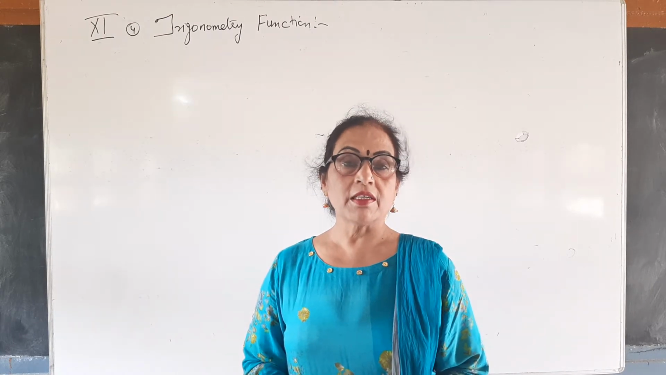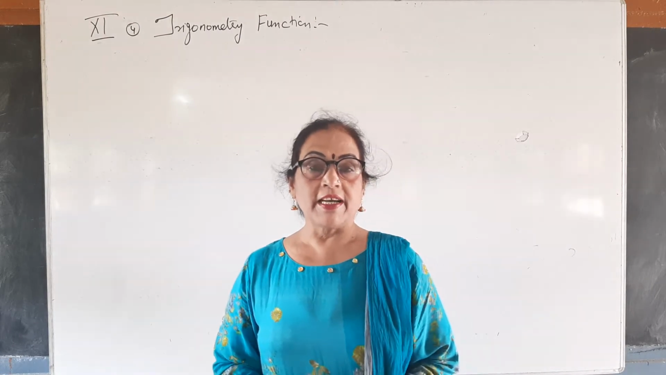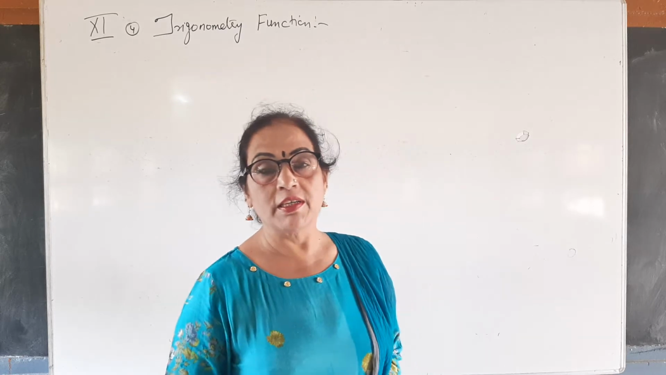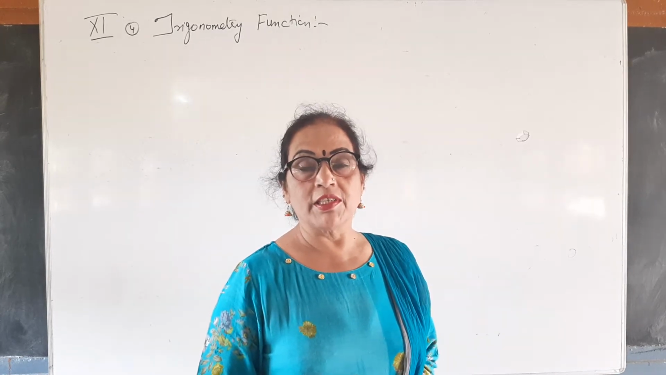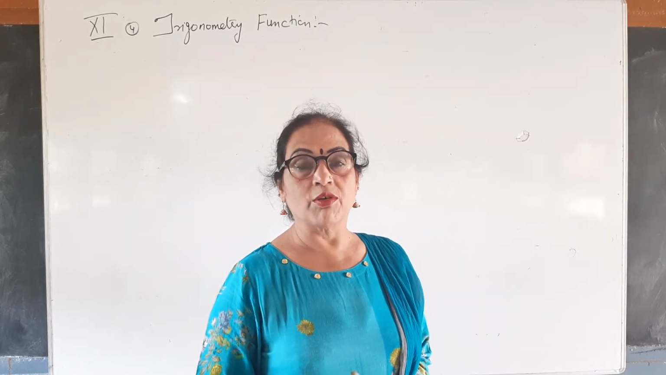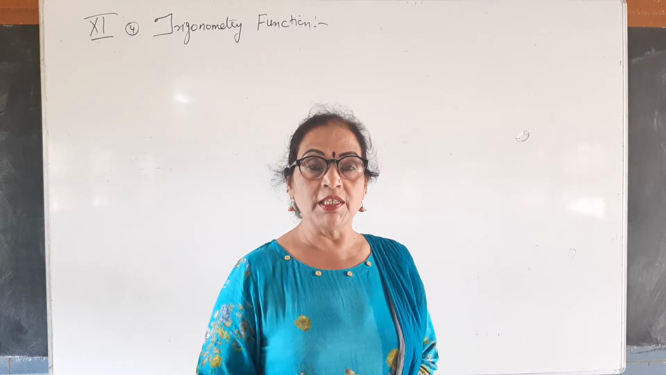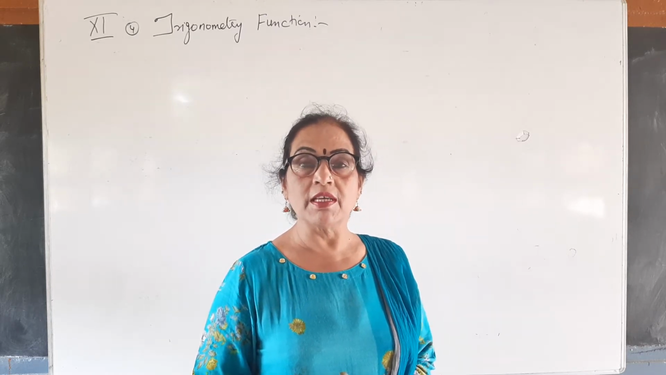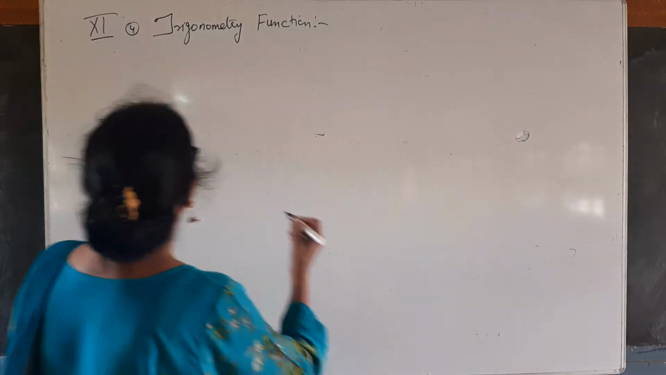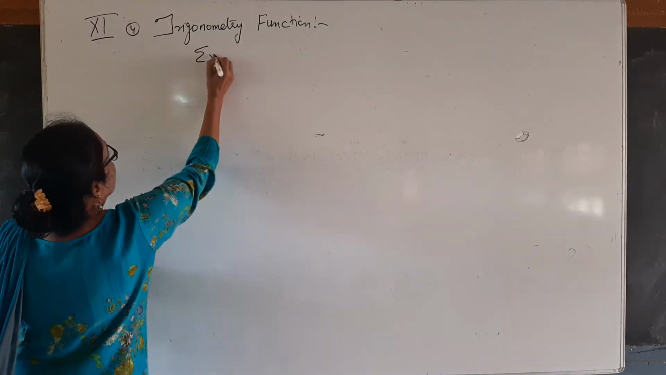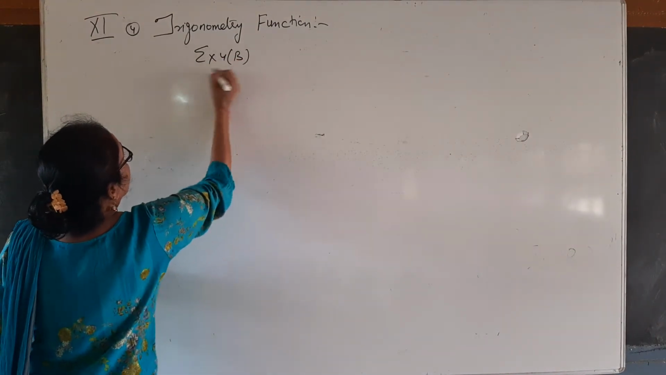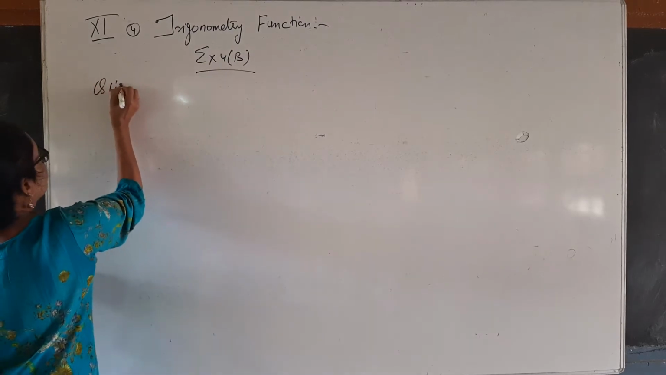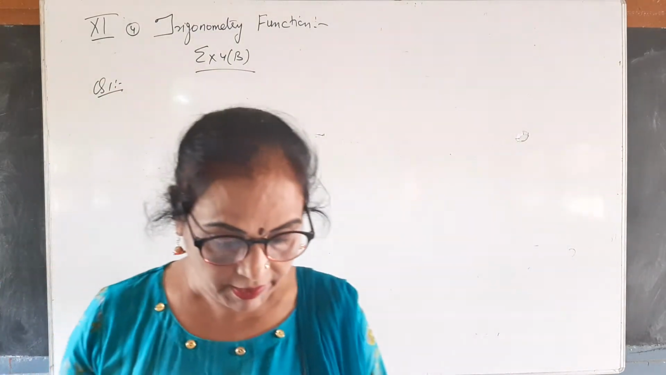Last year you have done trigonometric identities, that is sin square theta plus cos square theta equal to 1, sec square theta minus tan square theta equal to 1, cosec square theta minus cot square theta equal to 1. By using all these formulas, we will do this exercise. We will see the exercise here, that is 4. See the question number 1. Question number 1 is given.